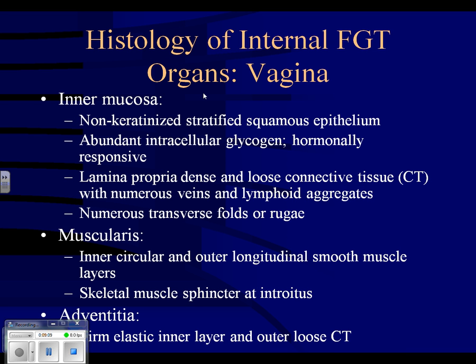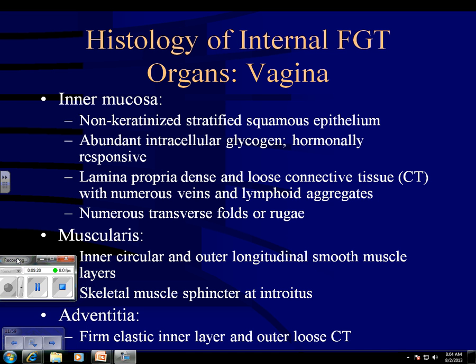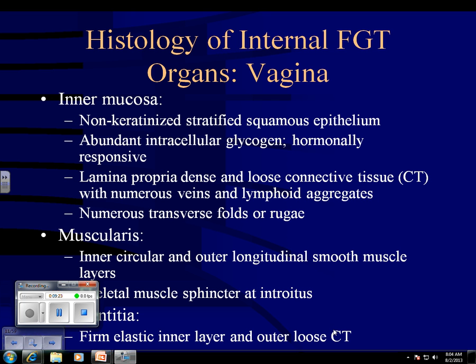And then the introitus is just like the vestibule. It's basically the entry. And then adventitia is a firm, elastic inner layer and outer loose connective tissue. We use the term adventitia when there's not peritoneum or a serous lining covering a surface, so on an outer edge of something. The vagina is down past where the peritoneum ends, so we call that adventitia. When we get up higher, where there is a peritoneal lining, we're going to call it serosa. So you'll hear serosa of the uterus and adventitia of the vagina, and that's why the difference in the terminology.